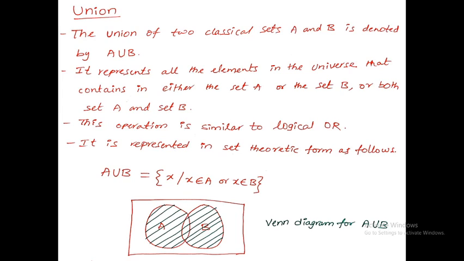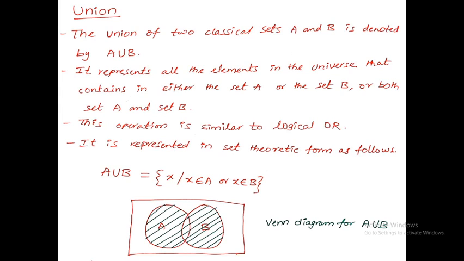This operation is similar to the logical OR. We have to add both of them. It is represented in the set theoretic form as follows: A union B is equal to x such that x belongs to A or x belongs to B. So your small x element in A union B belongs to either A or B, but it should be within that A and B only.